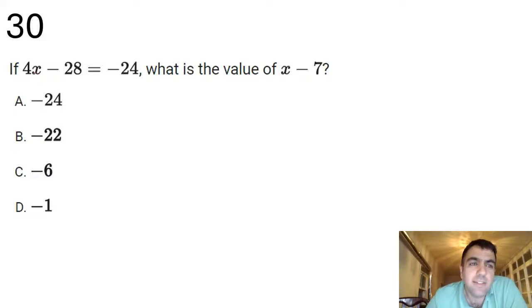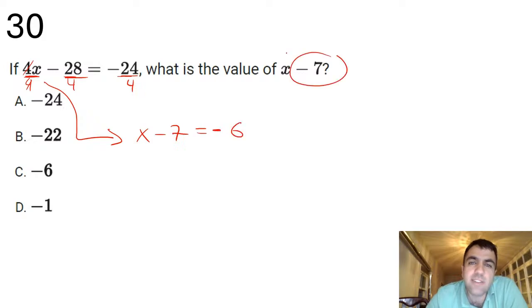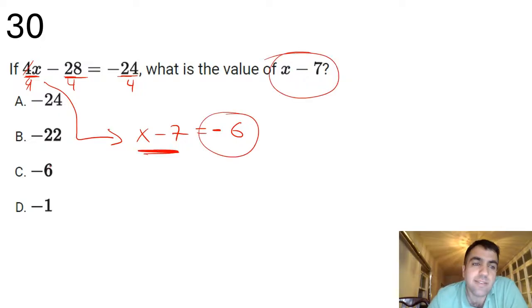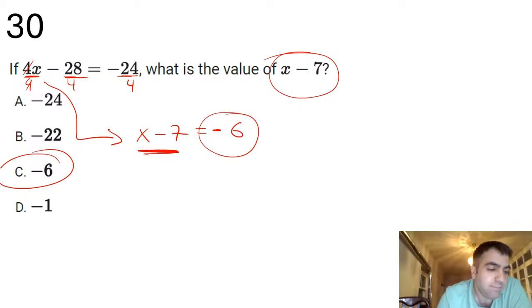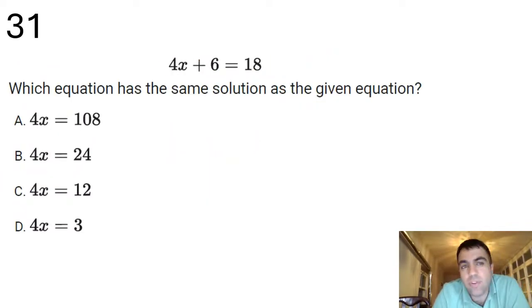We can divide all terms in the equation by what? By 4, right? By 4. Let's write this equation again. x minus 7 is equal to minus 6. And we are asked to calculate x minus 7, and we get minus 6. This is the C. 31st question. Which equation has the same solution as the given equation?